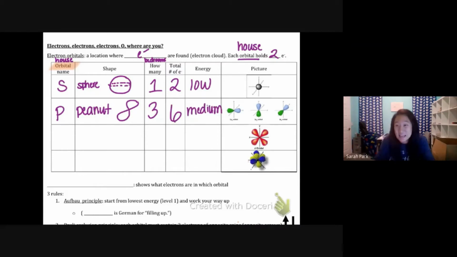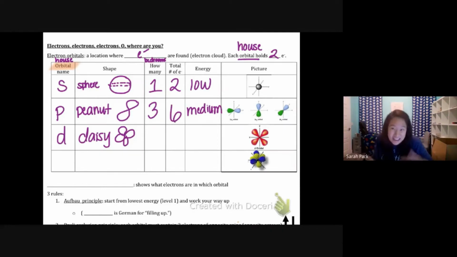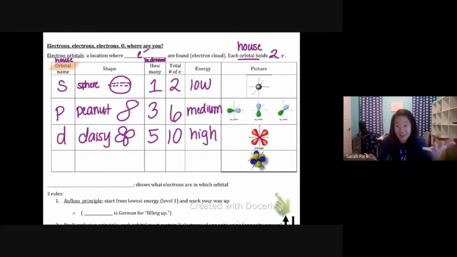The next type of house, or orbital, is the d. You can think of it as a daisy, a flower-looking shape like this. In this d orbital, you can think of it having 5 bedrooms. It's like a 5-bedroom house. Each bedroom can fit 2 electrons, so you have a total of 10 electrons that can fit in there. This is high energy. We're getting higher and higher.